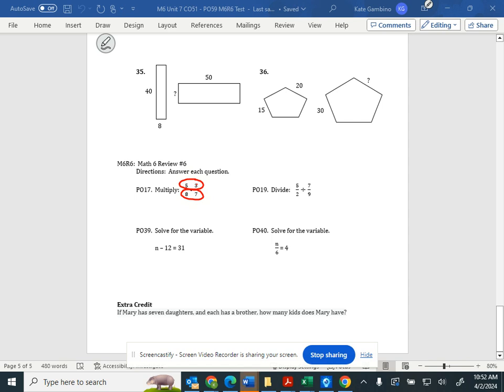So 5 times 3 is 15. 8 times 7 is 56. Then we have to see, can I simplify it? Is there anything I can divide out of both 15 and 56? There is not. So it is as simple as we get. You don't have to make it common denominator. That's for adding and subtracting fractions. Multiplying and dividing, there are no common denominators.